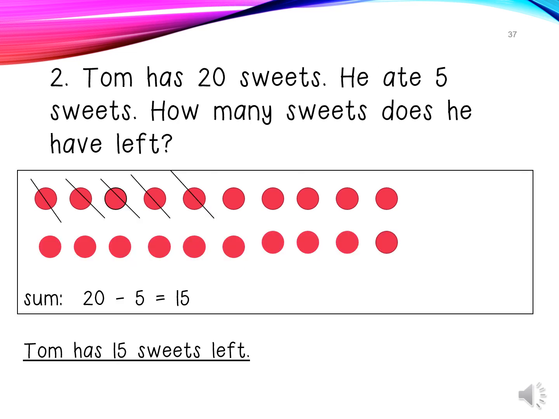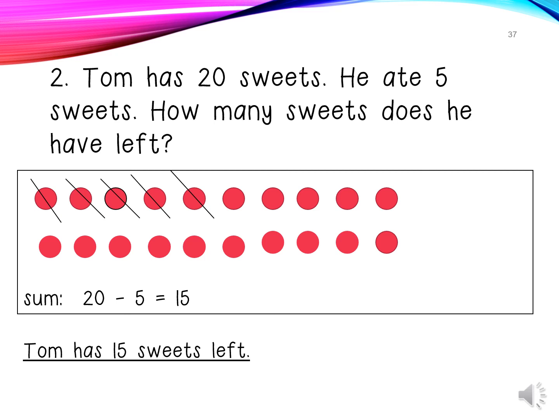Tom has 20 sweets. He ate 5 sweets. How many sweets does he have left? Let us count from the top. 1, 2, 3, up to 20. Now we need to take out 5. As you can see, I have scratched out 5.